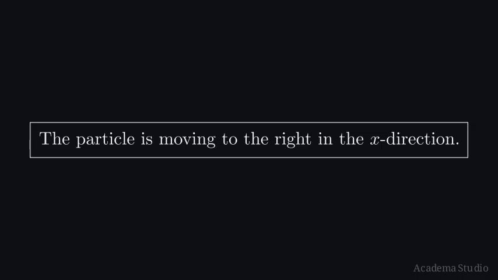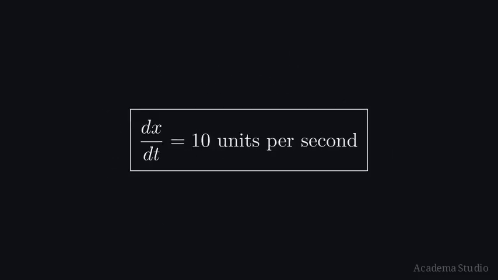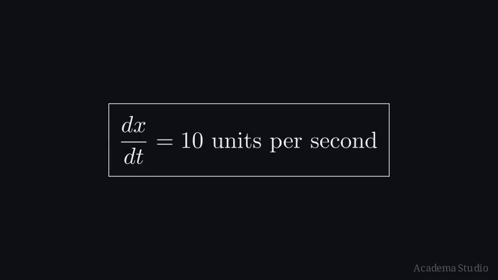4, 2. The derivative of y with respect to t equals negative 2. At that instant, the y-coordinate is decreasing, while the x-coordinate is increasing at 10 units per second. The final answer, the particle is moving to the right in the x-direction. Therefore, the x-coordinate is increasing at 10 units per second. The final answer, the derivative of x with respect to t equals 10 units per second.